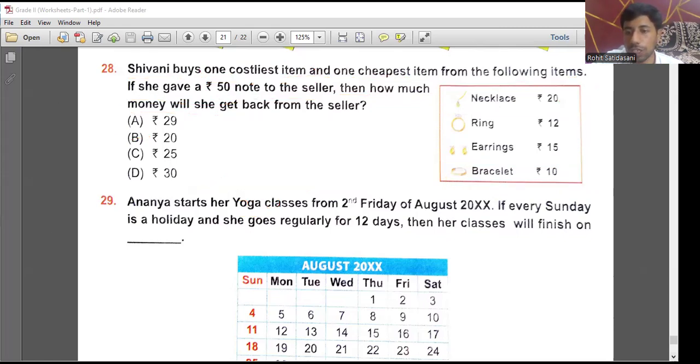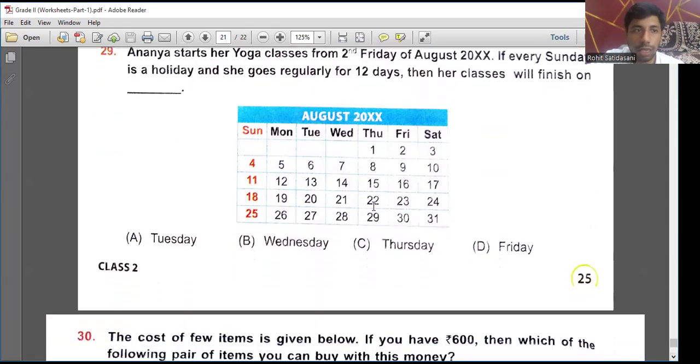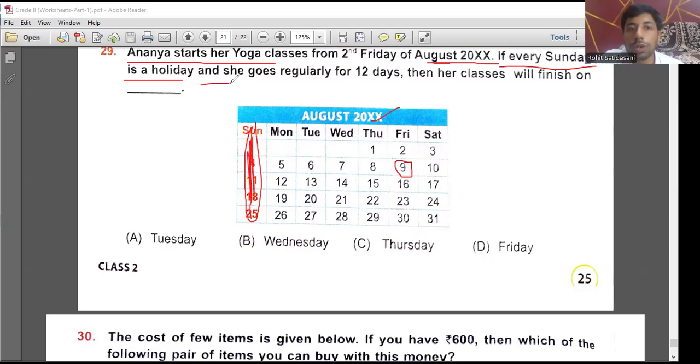Moving on to the next question, which is question number 29. Ananya starts her yoga classes from second Friday of August 20XX. Second Friday. If every Sunday is a holiday, don't consider it as a working day. And she goes regularly for 12 days. Okay, so only 12 days she has gone. Her class will finish on.